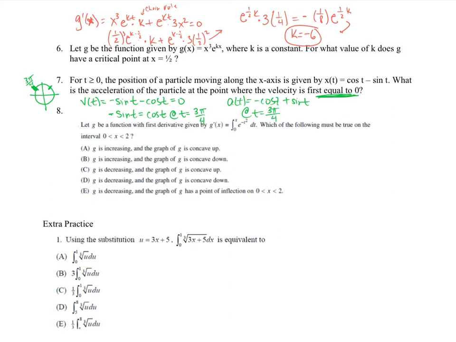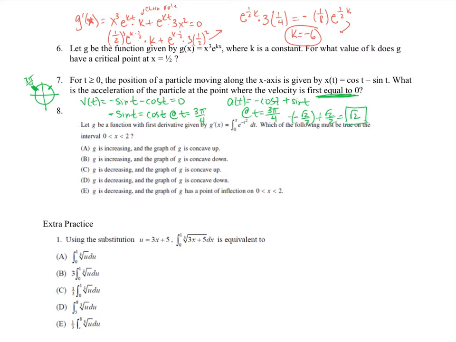Again, think of it as, in this case, you're going to have negative root 2 over 2 plus root 2 over 2, and that'll give you our square root 2 in this case. Okay, so what is the acceleration? The acceleration is square root 2 when we plug that value in.